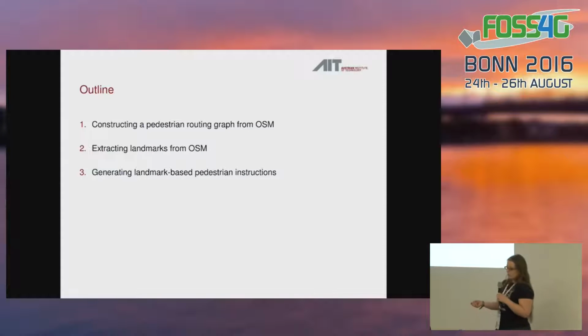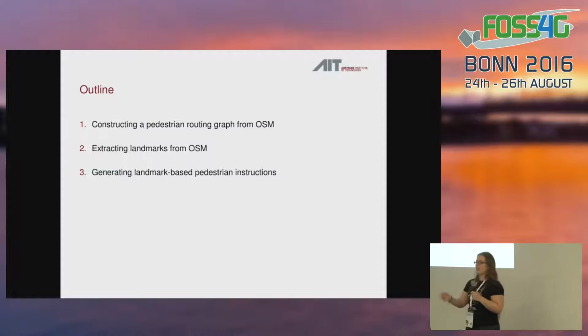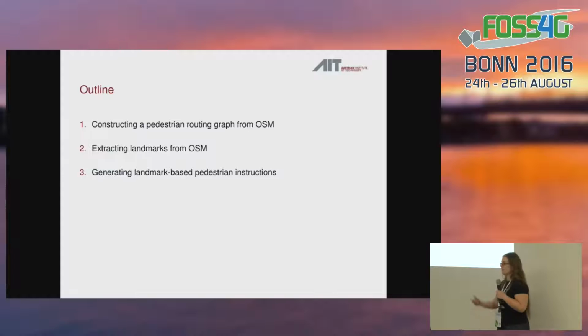For a short outline, I will be talking first about the issue of pedestrian routing graphs, which are not as straightforward as one might think. Then I will be talking about the whole issue of extracting landmarks from OpenStreetMap. So how can you get to the point where you can say, walk straight ahead and then turn left after the church? How do you find the church, or whatever place it is that you want to use in your navigation instructions? And then, of course, the whole thing of algorithmically constructing the navigation instructions.